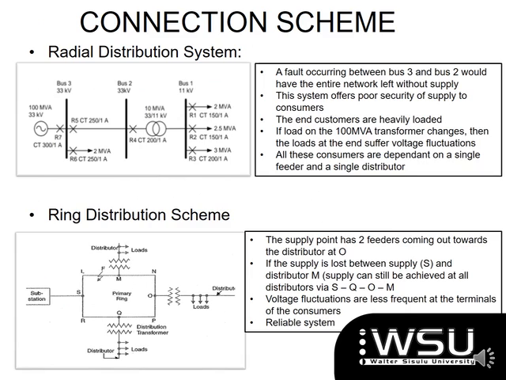So the last two slides of this presentation of lesson one are going to be looking at your connection schemes. Remember, I mentioned one of the three factors that determine our distribution is the connection scheme. So the first one to look at is what we call the radial distribution system.